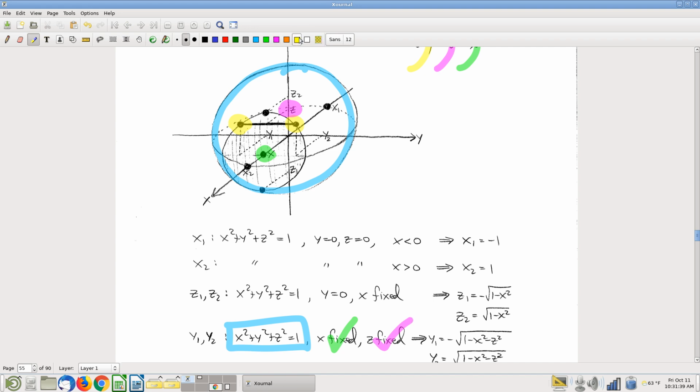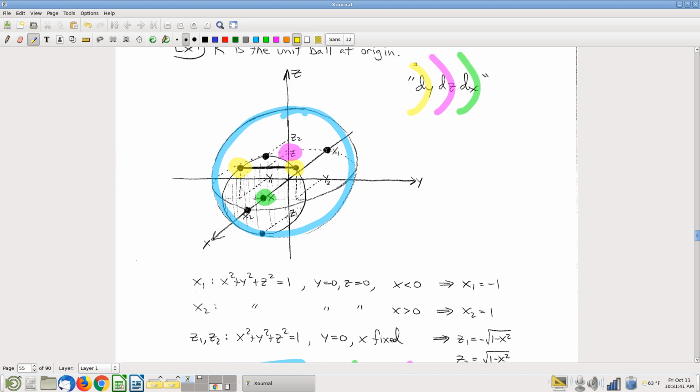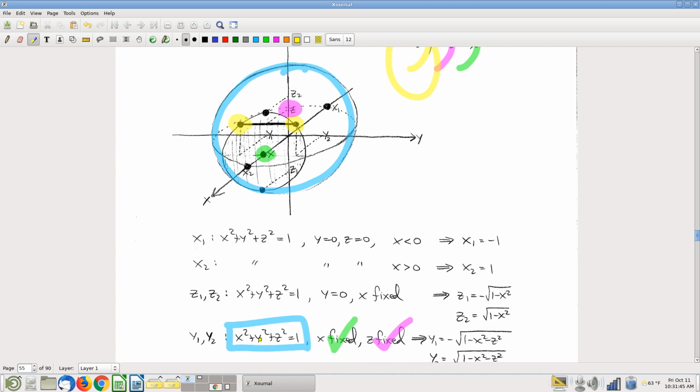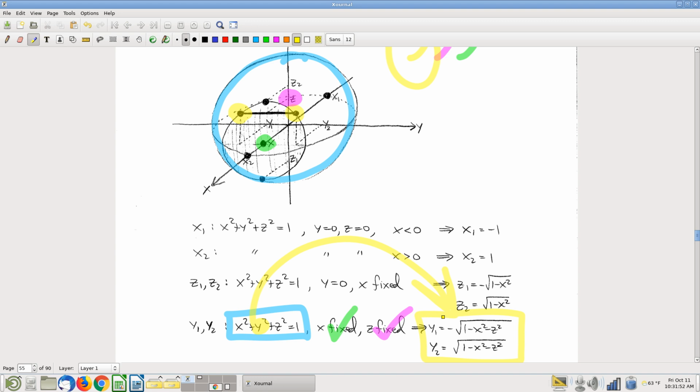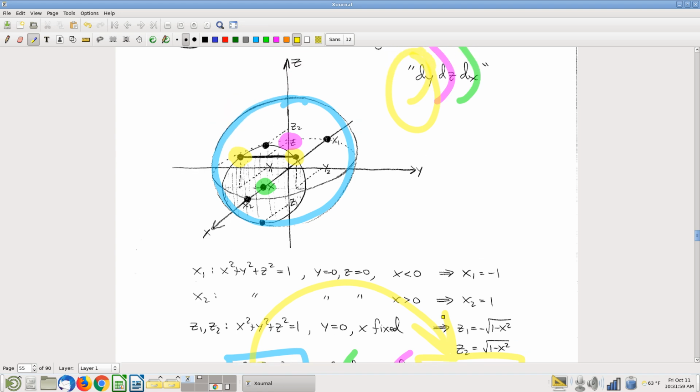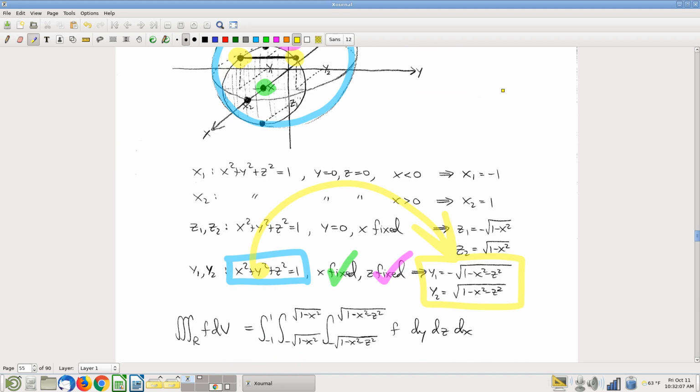Again, at this point, we're looking for y bounds. Since we're looking for y bounds, we want to solve for y in that algebra. And that gives me those values, functions of x and z, which is fine because, of course, for this y integral, x and z are fixed.